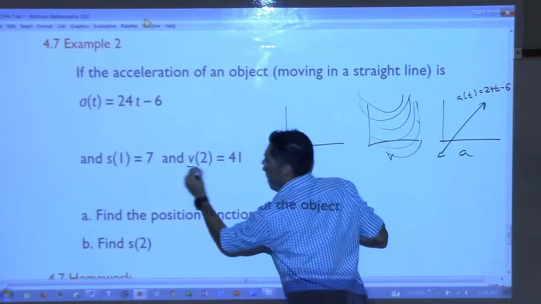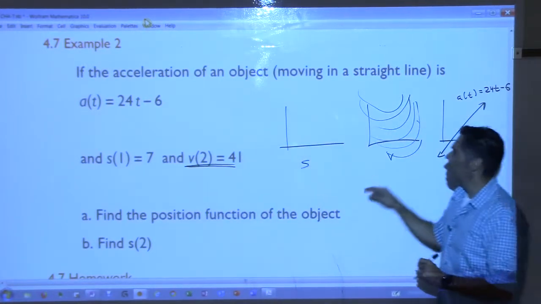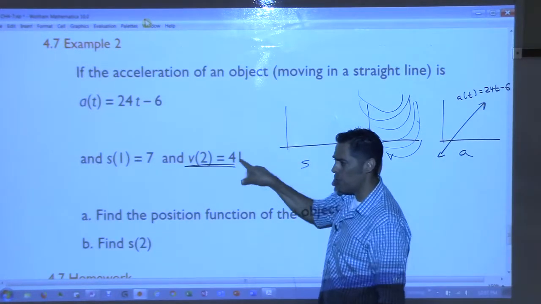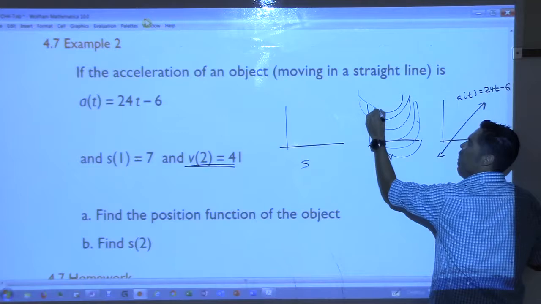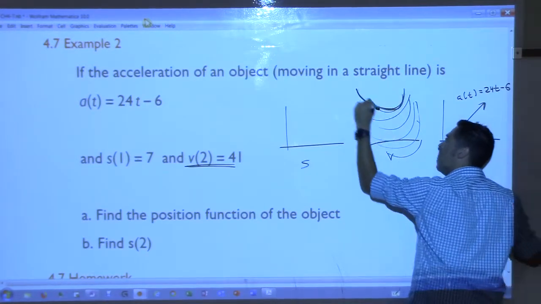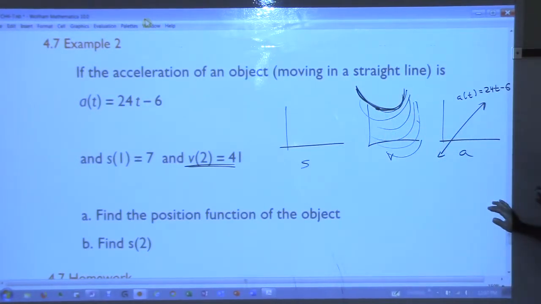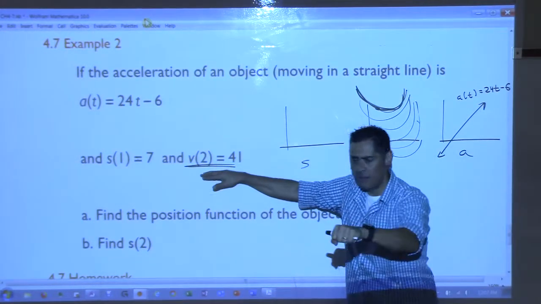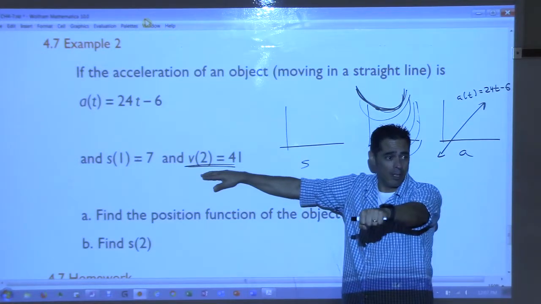This piece of information right there nails down which one it is in that family. Only one of those curves passes through the point (2, 41). Boom, it's that one. Do you all see that visually, what's happening? From here to here, we get a family. This piece of information gives us the exact parabola.